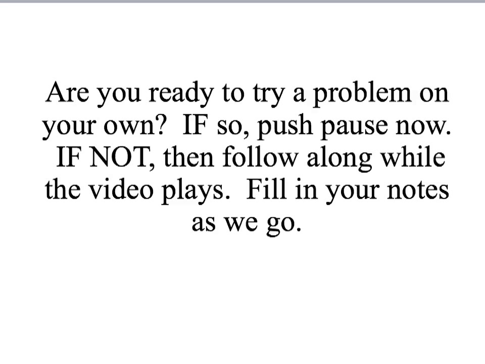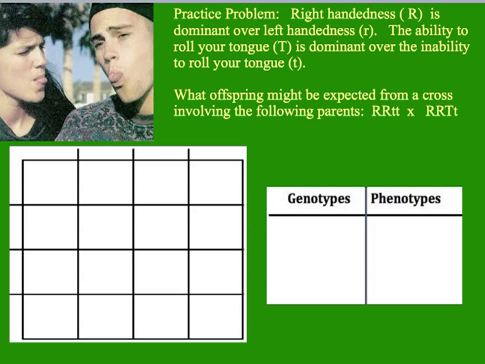Okay, so are you ready to try one on your own? If so, you need to push pause right now. If not, follow along while the video plays and fill in your notes as well. So here's a practice problem. Right-handedness is dominant over left-handedness. The ability to roll your tongue is dominant over the inability to roll your tongue. So what might the offspring be?